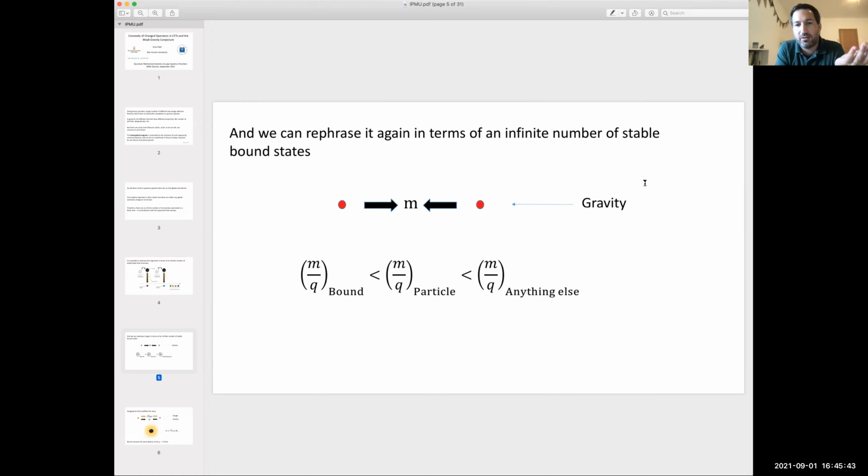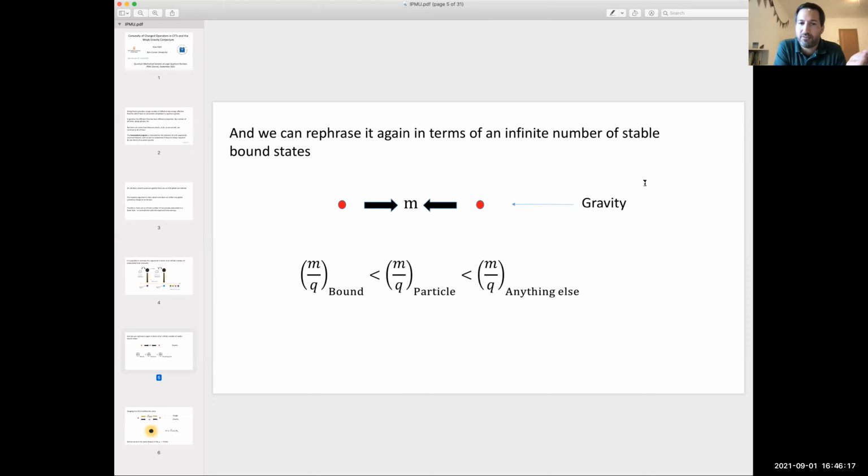And it's easy to show that if you have some object and you ask, can it decay to some other objects, then it can only decay if at least one of the objects that it decays to has a smaller mass to charge ratio than the object, just by charge and energy conservation. And since the bound state has a smaller mass to charge ratio than the particle, it cannot decay back to the particle. And if that's the only charged particle in your theory, it cannot decay to anything at all.